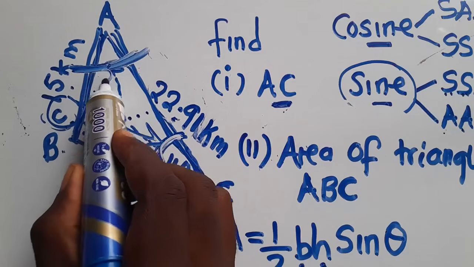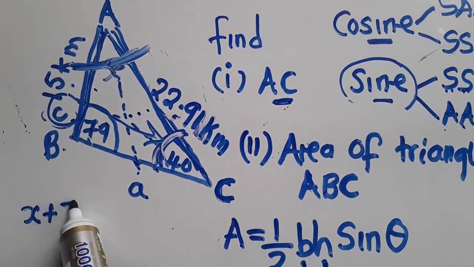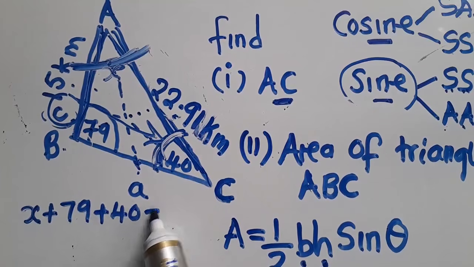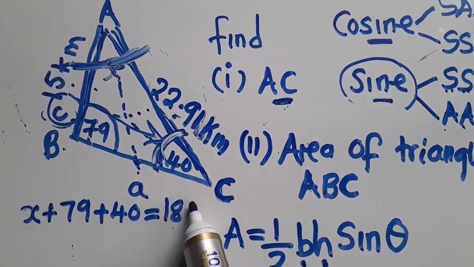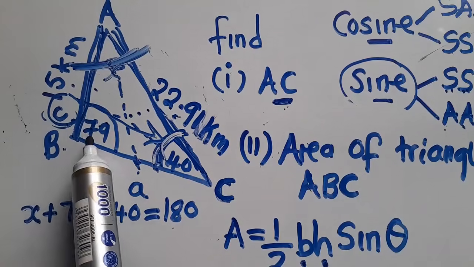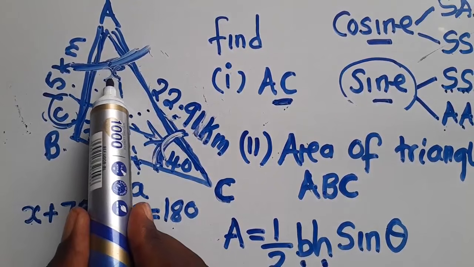You are going to say that there is what? X. Let's put X there. So you say X plus 79 plus 40 should be equal to what? Should be equal to 180. You know that when you add that one, this one, and that one, you must get 180. So now we want to find the X here, which is the angle which is there.